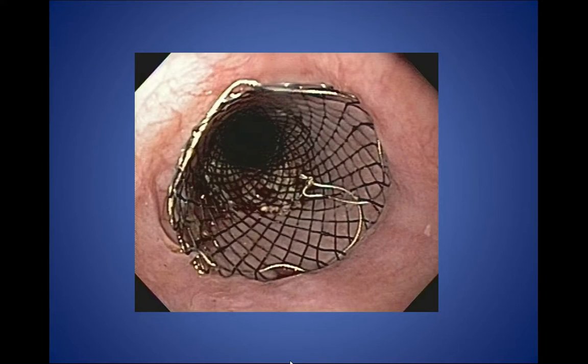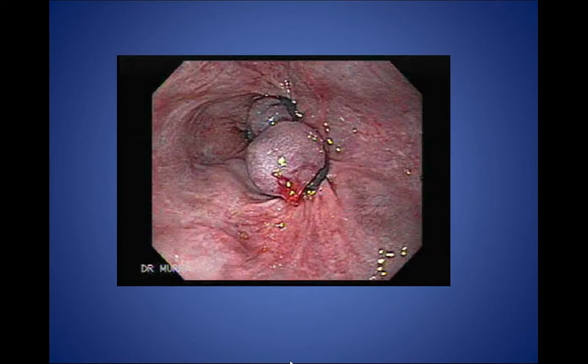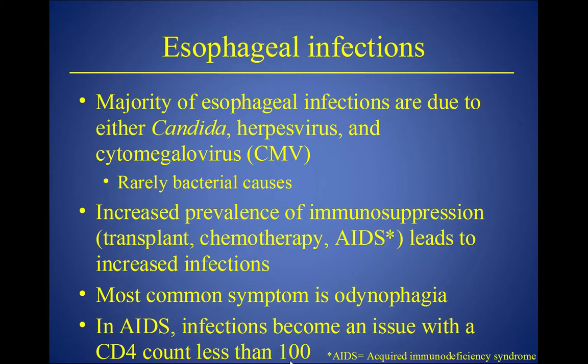Here's a picture showing an esophageal stent, which we'll talk about. Some new additions this year, some new esophageal things to talk about. This is esophageal varices in the setting of someone who has cirrhosis or portal hypertension. Again, some pictures of varices there, which we'll talk about. Esophageal infections, we'll just talk about very briefly.